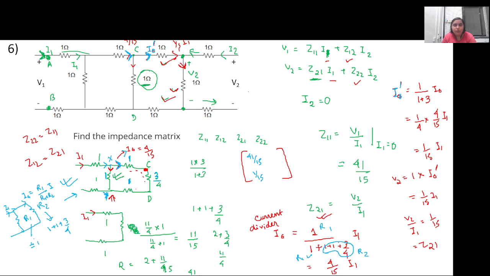So if we look through this terminal and then put current I1 equal to 0, you will see that it is exactly the same circuit and you will end up with this value. Z21 and Z12 will be equal, and Z11 and Z22 will also be equal. Just do it and verify on your own, you will be able to do it. It is exactly the same circuit because all the resistances are 1 ohm and they are connected in a similar fashion if you look from both directions. So this particular circuit is both symmetric and reciprocal. Okay?